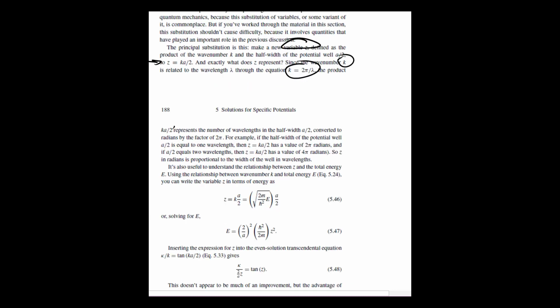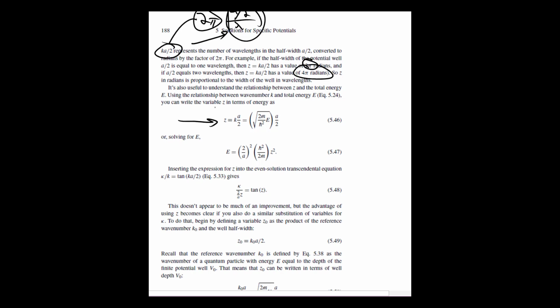So if we multiply k by a over 2, we can think of that as 2 pi times (a over 2) over lambda. And what does that mean? Well, this term just tells you how many wavelengths there are in the half width of the well, a over 2. And by multiplying by 2 pi, we turn that into radians, where 2 pi radians represents one complete wavelength. So if z has a value of 2 pi radians, we have one wavelength in the half width of the well. If z has a value of 4 pi radians, we have 2 wavelengths in the half width of the well, and so on. So that's all there is to z.